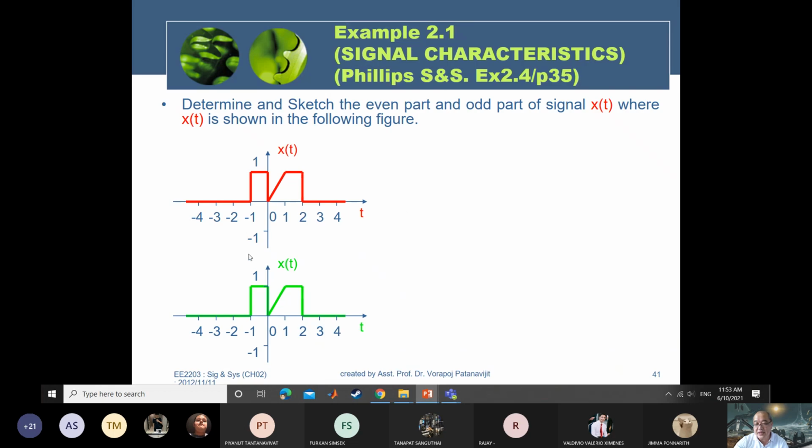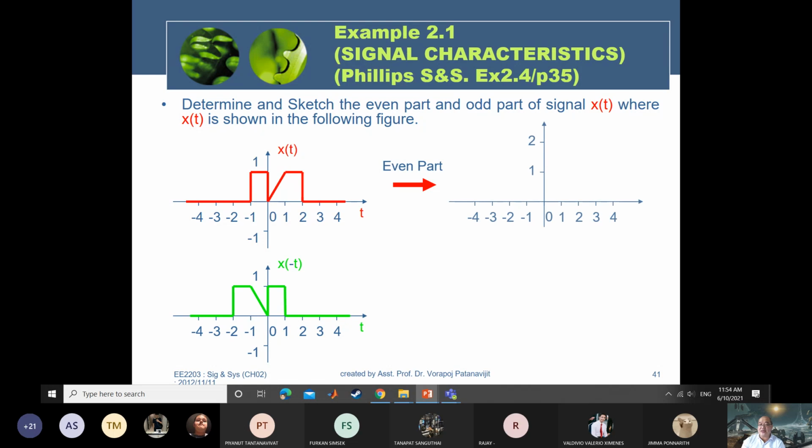In order to determine the even part and the odd part, you must determine the time reversal first. The time reversal is the green signal. After that you add the two graphs together. When you add them, do it step by step. You add each piece of these graphs. You sketch both graphs on the same axis first.